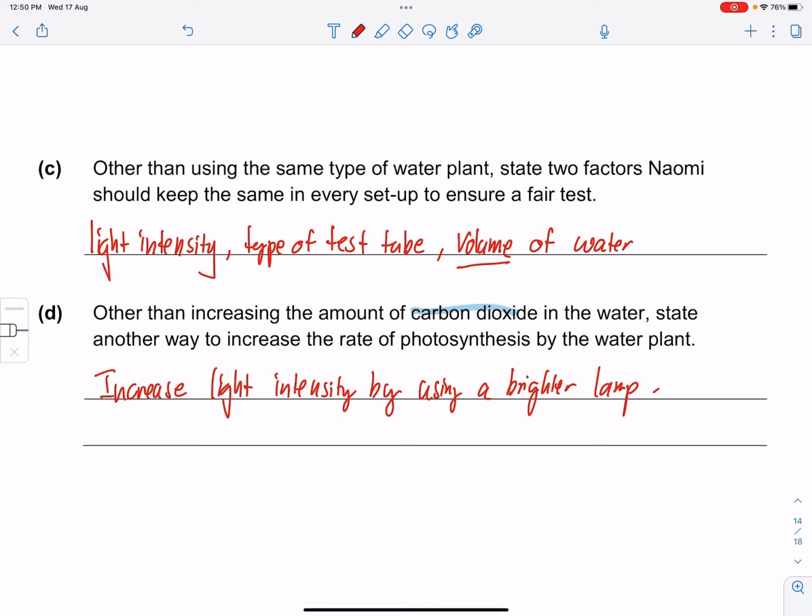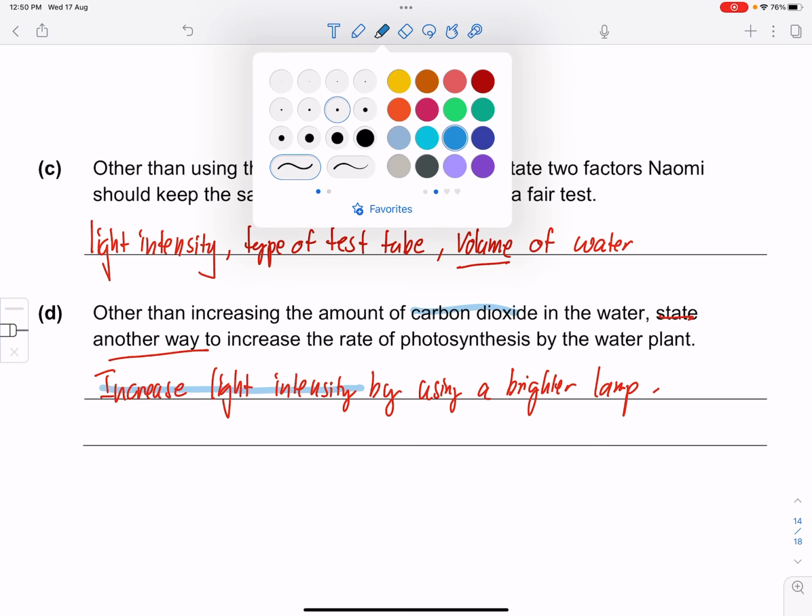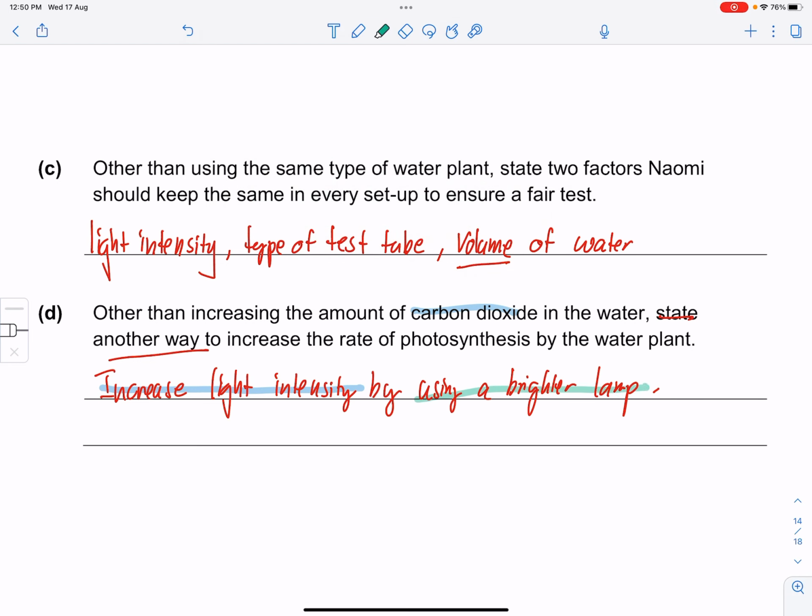Now, because they state another way, this is like asking you how. So it needs to be an action. So remember, I told you this before. There is an explanation part and then there is the action part. So there is the first part over here whereby you increase light intensity. And how do you do that? You use a brighter lamp. Or it can be the other way around. Use a brighter lamp to increase light intensity. Okay? Follow this way of answering. Always tell me an explanation and then the action. Okay?